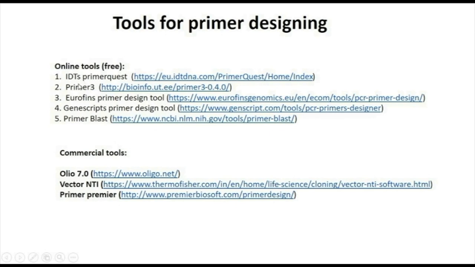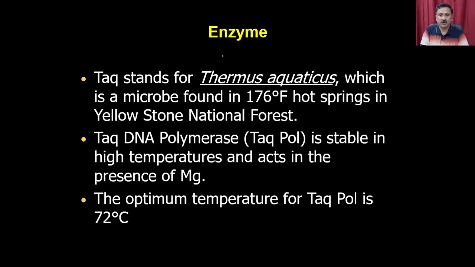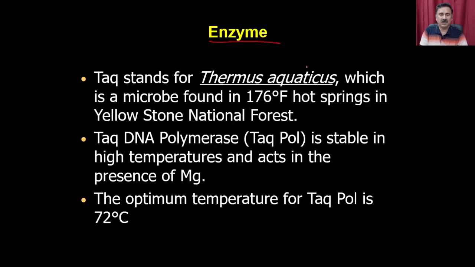So primer designing is a very, very crucial event, because it provides not only the specific product, but it is also crucial for getting the desired amplified products. So after the primer, you also require the enzymes. You can have multiple enzymes available. Earlier, only one enzyme, the Taq DNA polymerase, was available, but now there are multiple enzymes. So you can use the Taq DNA polymerase.